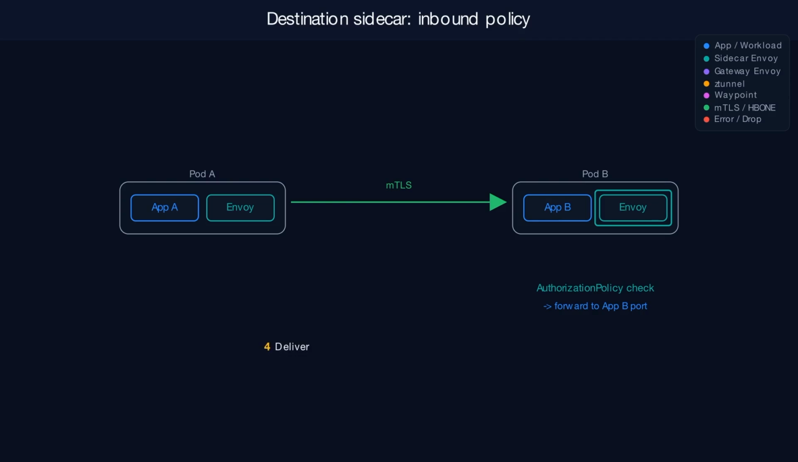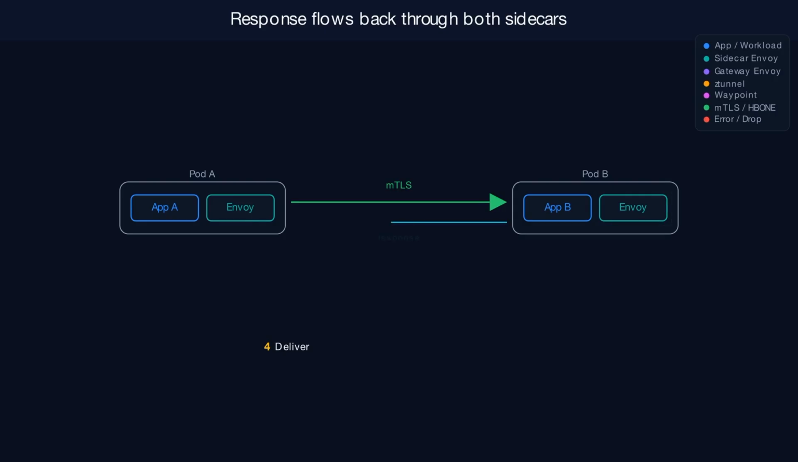On the destination side, the connection lands at the destination sidecar, not directly at the app. The destination sidecar handles inbound policy checks, like authorization rules, and then forwards the request to the application container port inside Pod B. The app processes the request and generates a response.